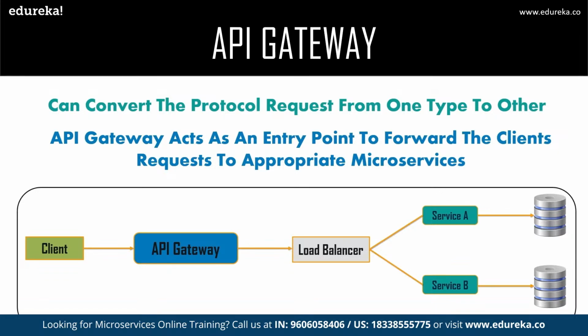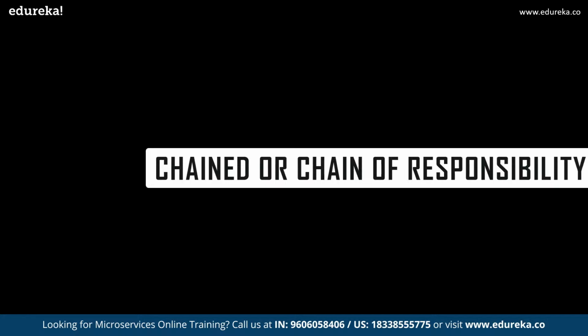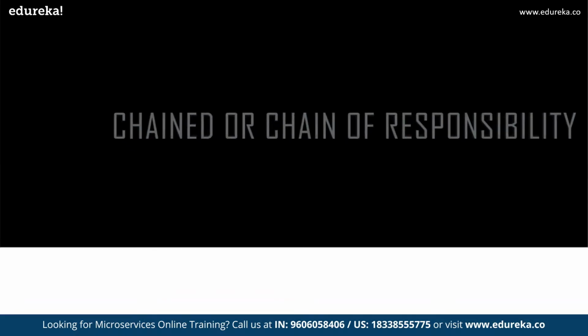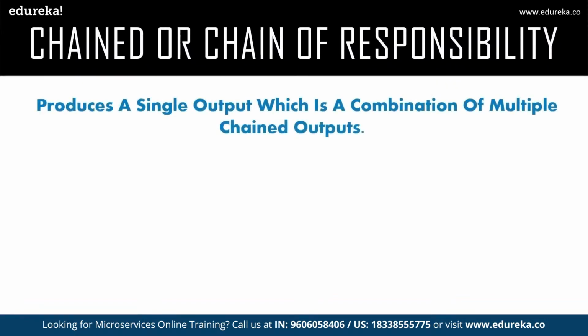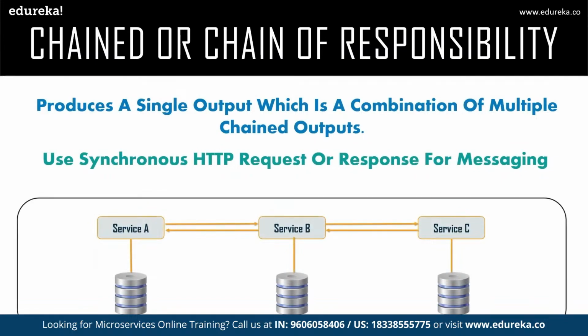And even if there are different kinds of clients using different UIs or maybe different protocols, and they want the data from the same backend service, then the API gateway design pattern is your solution, right? So I hope that you've understood what the API gateway design pattern is. Now let's move forward with the next design pattern, that is chained or chain of responsibility. So the chain of responsibility design pattern basically produces a single output, which is a combination of the multiple chained outputs. I hope that is clear to you guys, right?